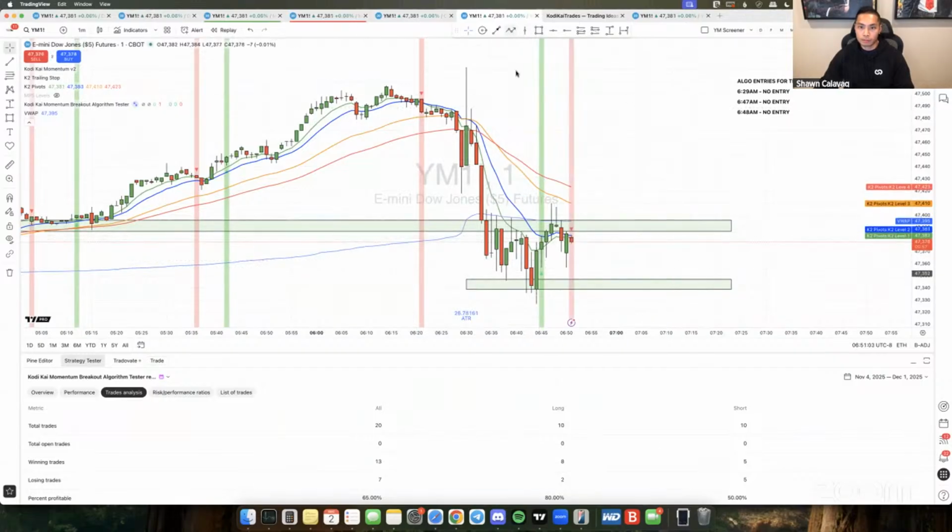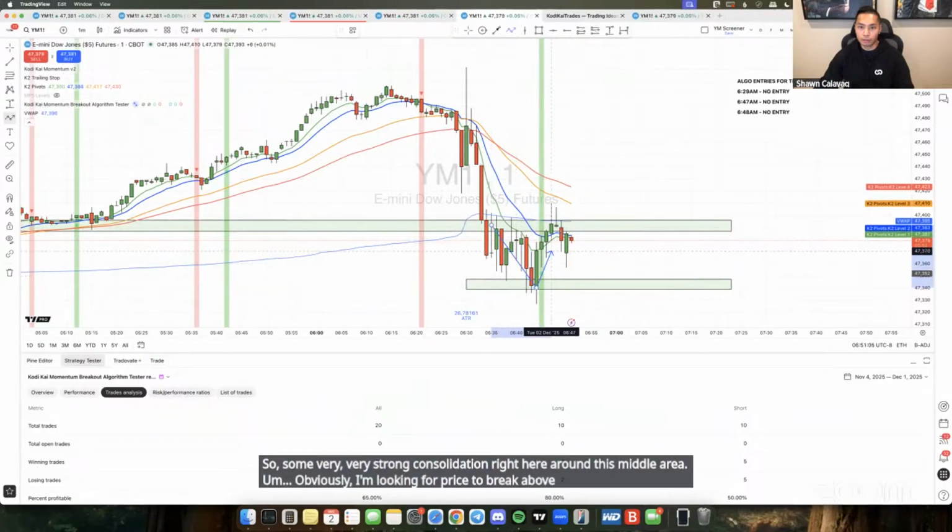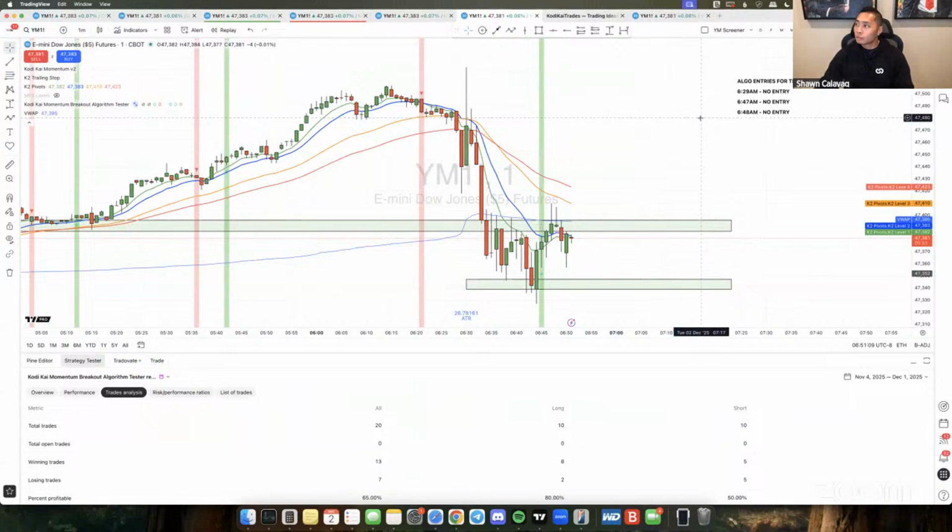Obviously, I'm looking for price to break above and continue climbing up higher from here. That's kind of what Sam's looking for as well. He's looking for a push to the upside.